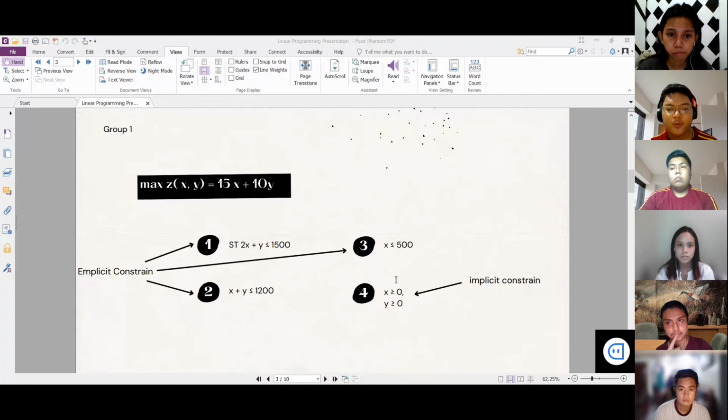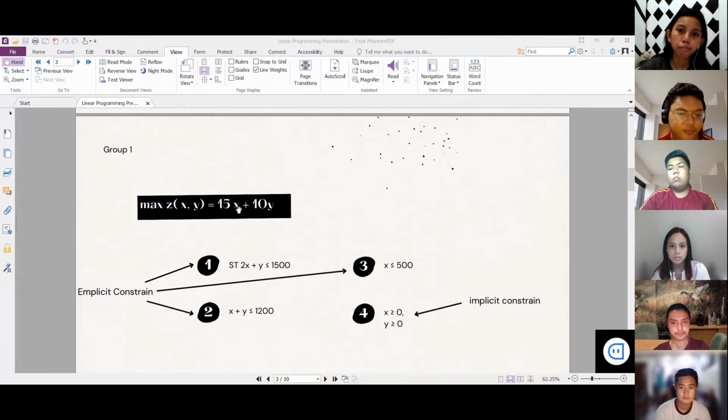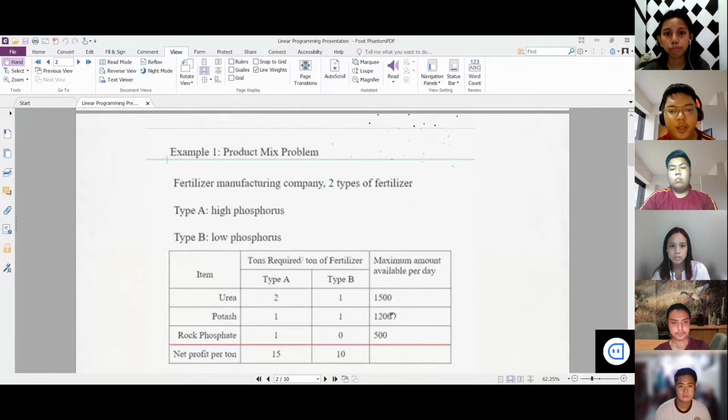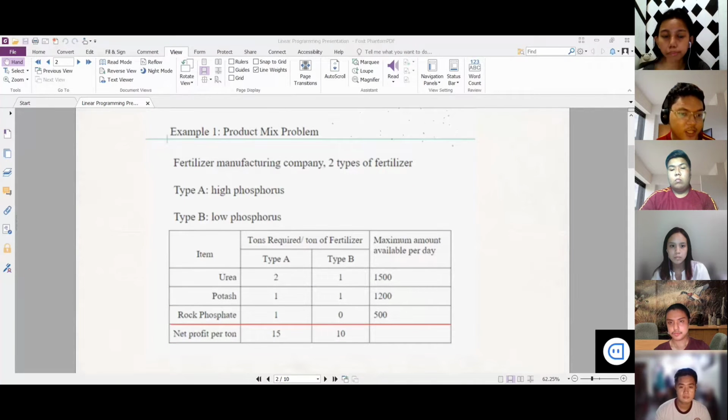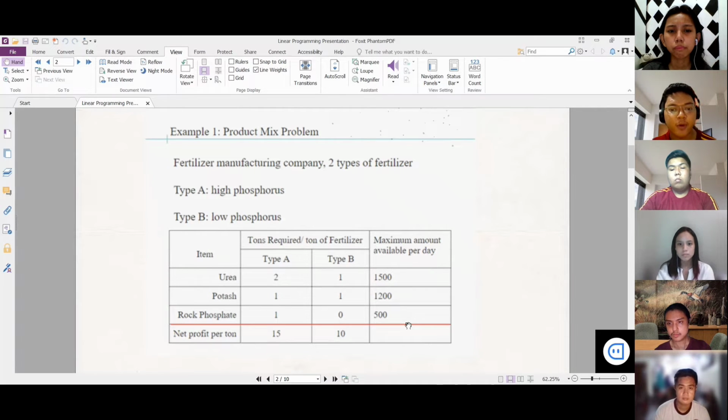Going back to the table, we can explain it further. Slide number 2. So we have urea, potash, and rock phosphate. In those rows, those are the constraints. So again, we have the decision variables, which is the net profit per ton, and the objective function, which is z, and the constraints, which are the three items stated in the table.